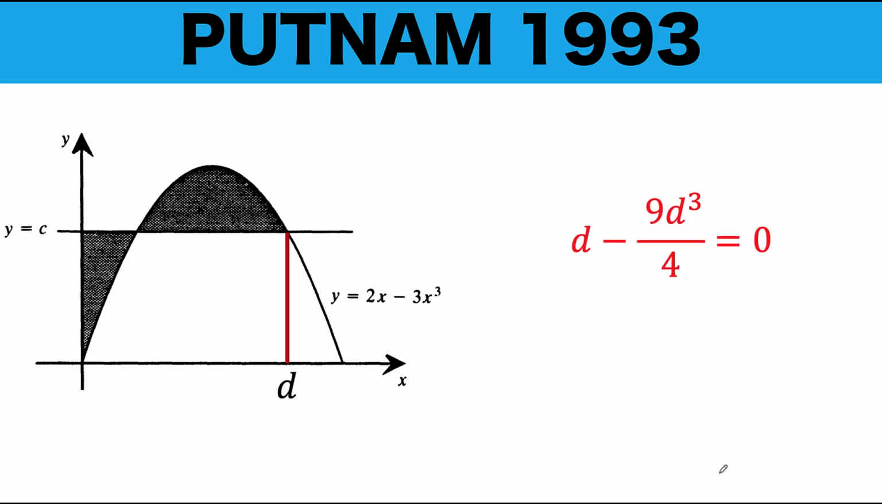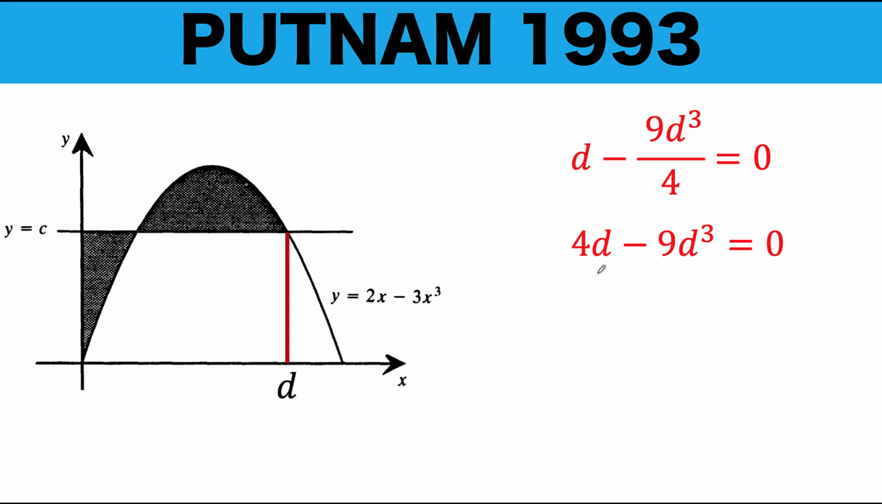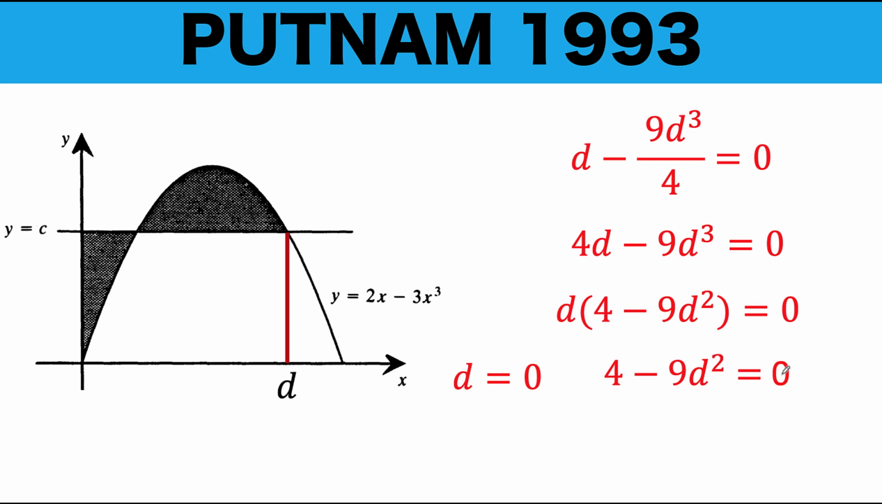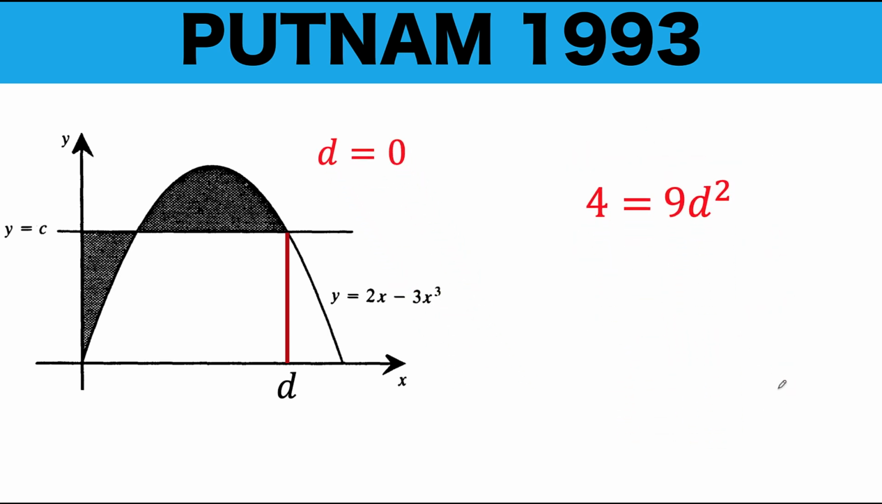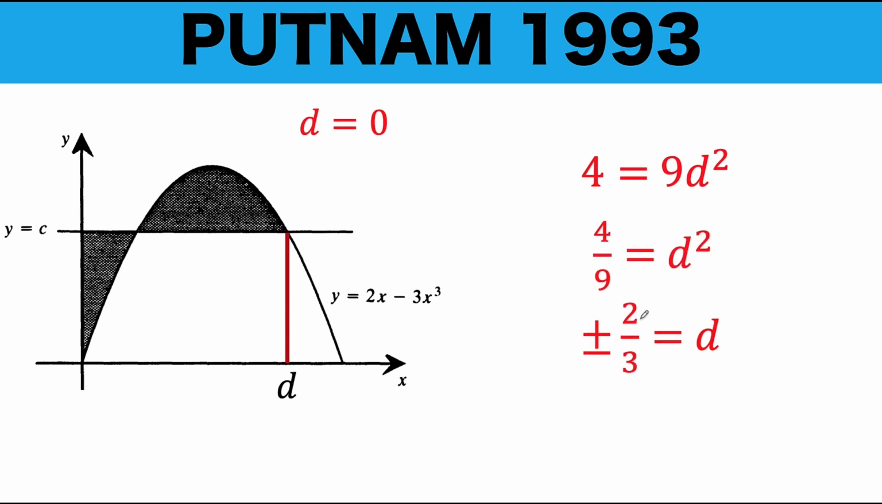Simplifying further, we have the expression 4d minus 9d cubed on the left side, and that is equal to 0. There is a common factor of d, so let's factor out that d. The second factor is quadratic, which is also a difference of two squares. From here, we know that d is equal to 0, and 4 minus 9d squared is also equal to 0. Solving for d, we have d equal to plus or minus 2/3. So we have three values for d: d equals 0, d equals positive 2/3, and d equals negative 2/3.